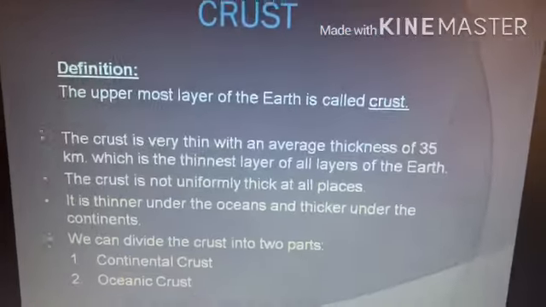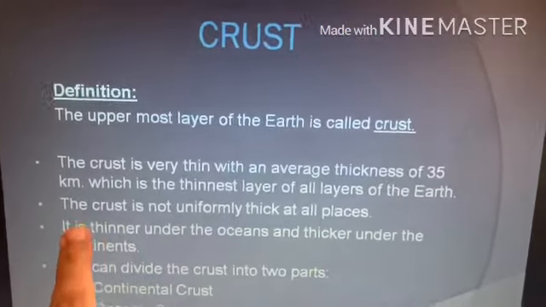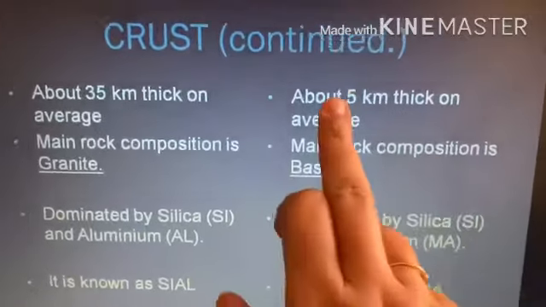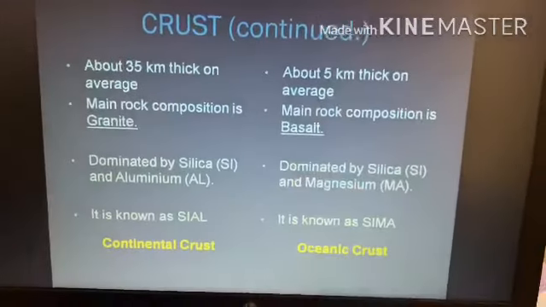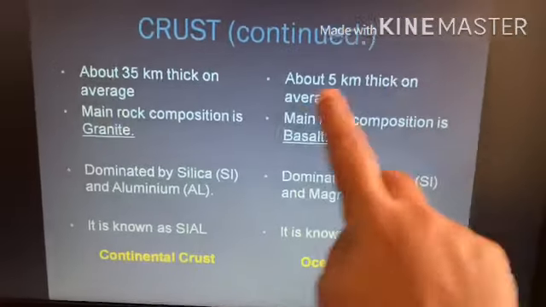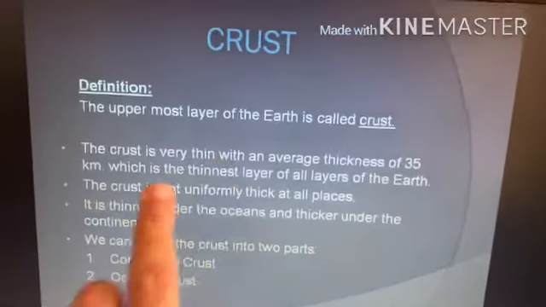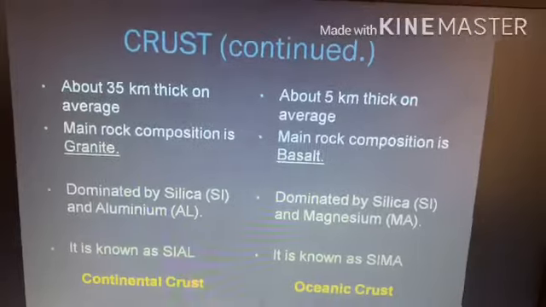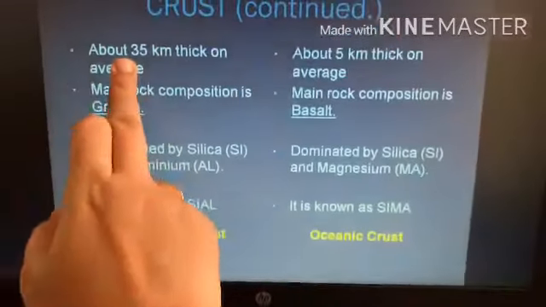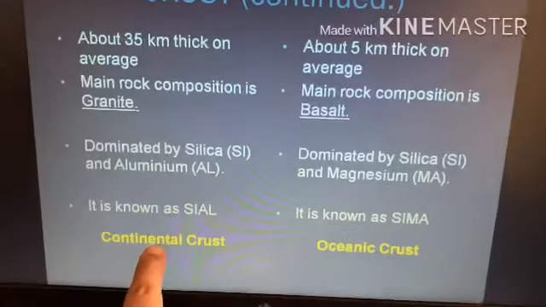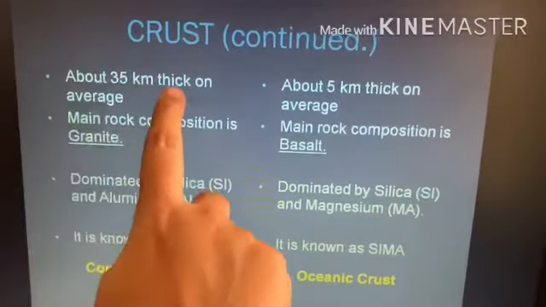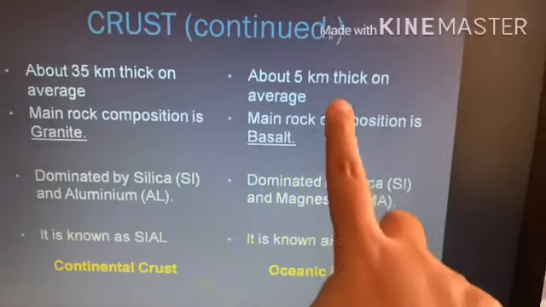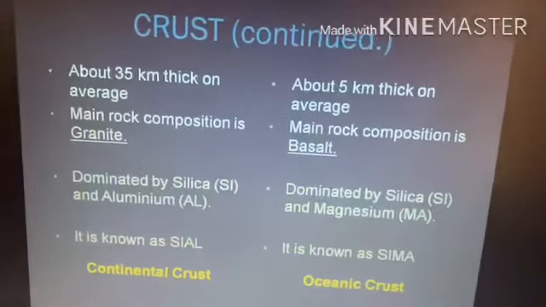Now let's see these points. It is thinner under the ocean, thin hai. So under the ocean, it is 5 kilometer thick on average, and it is thicker under the continents. So what is the thickness? 35. So clear, under the continent the thickness of crust is 35 kilometer, and under the ocean the thickness of crust is 5 kilometer. Okay.